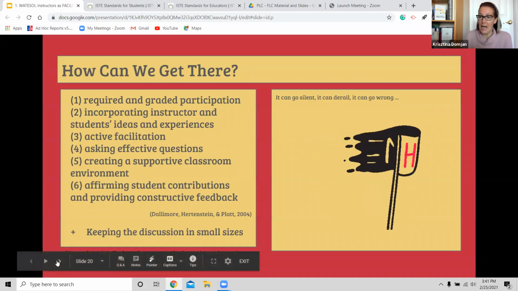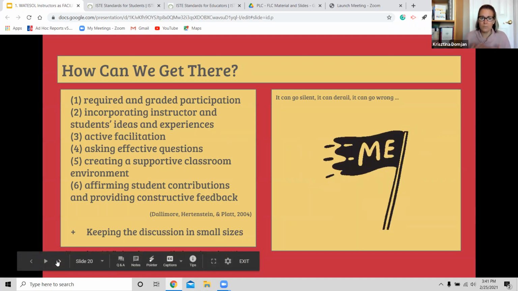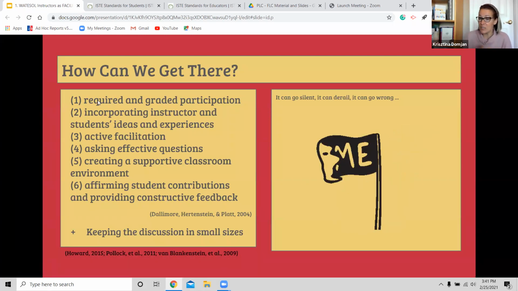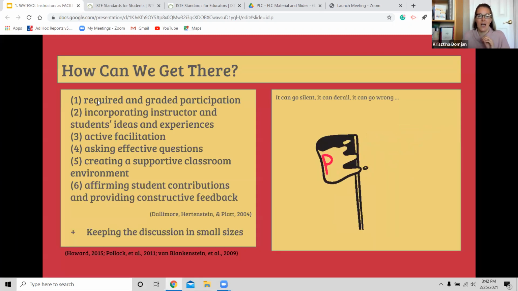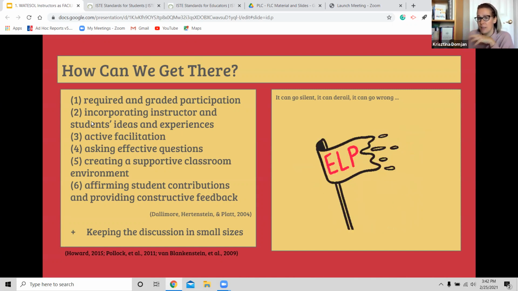So the question here is, how can we get there? How can we ensure that students receive benefits? Just a few things to consider. Allow students to understand that participation is required and is graded, so they can feel the pressure, not too much, but a little bit of pressure. Talk about what it looks like to participate in a class discussion. Make sure that it's active, and you as a facilitator be very active facilitating, especially initially.